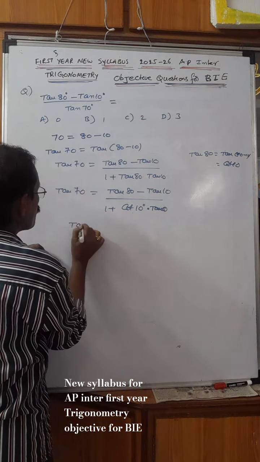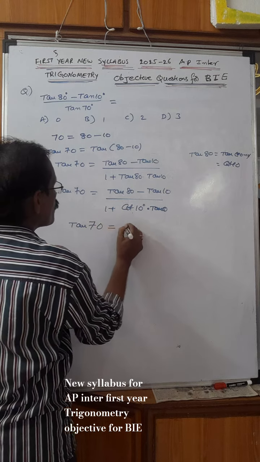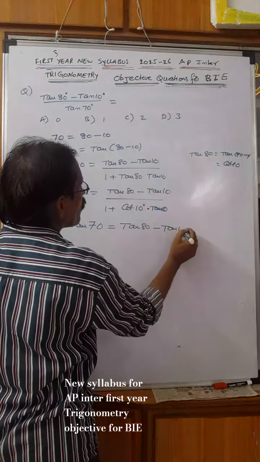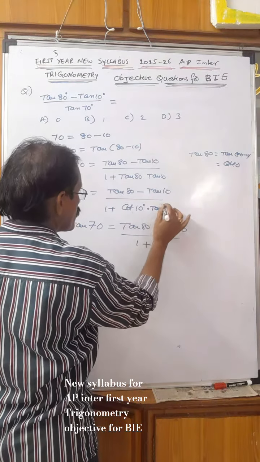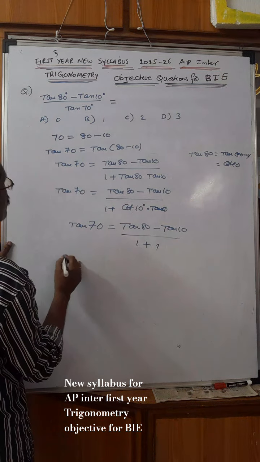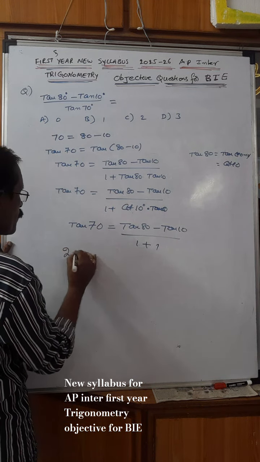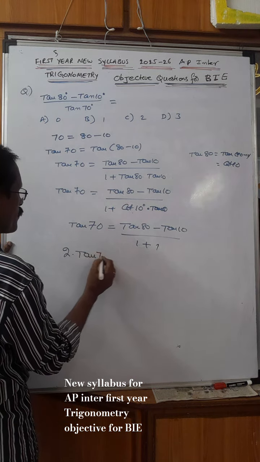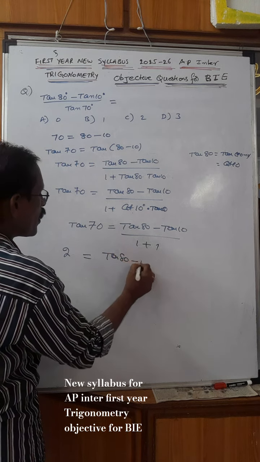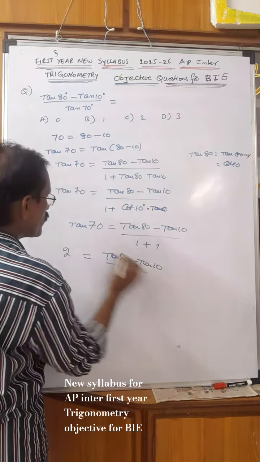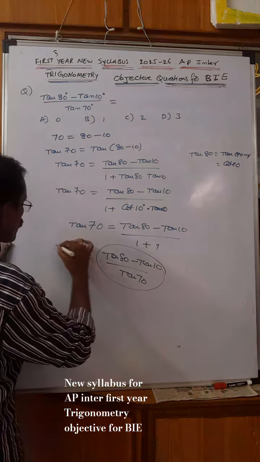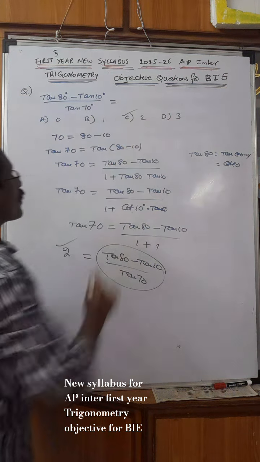So tan of 70 is equal to (tan 80 minus tan 10) by (1 plus 1), since cot 10 into tan 10 is 1. 1 plus 1 is 2. By cross multiplication, 2 into tan 70 equals tan 80 minus tan 10, so (tan 80 minus tan 10) by tan 70 is 2. So this is the question. The answer is 2, the second option.